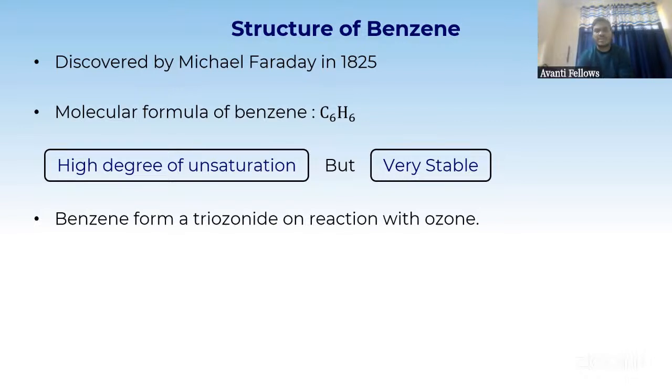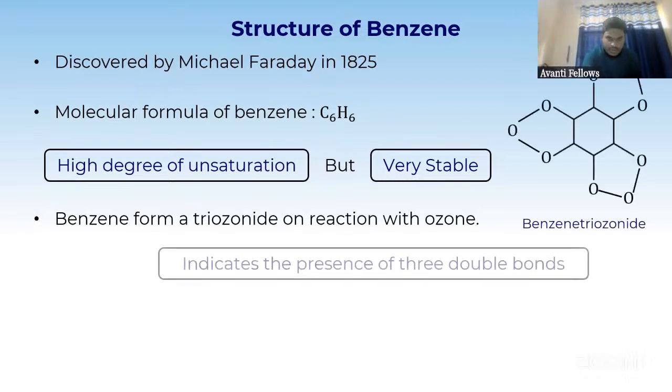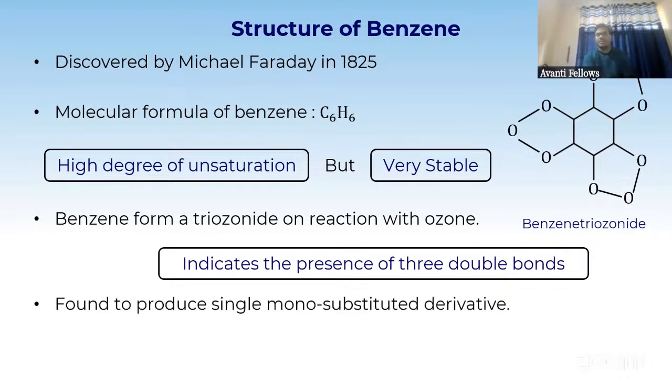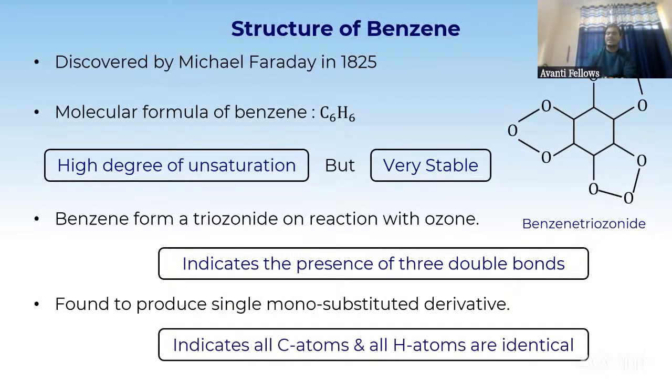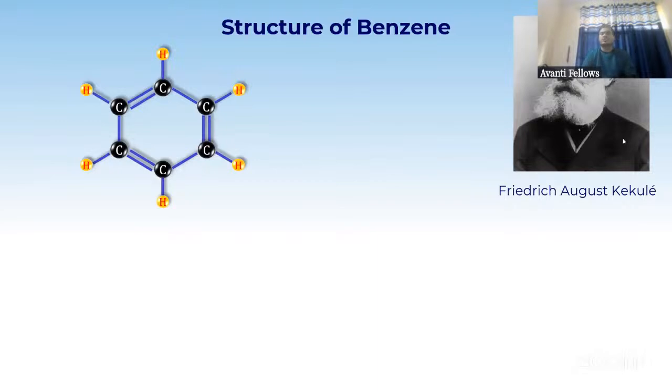And benzene forms a triozonide on reaction with ozone. So when we treat it with ozone, it forms triozonide. That indicates the presence of three double bonds. तो ये बताता है इसके अंदर पक्का थ्री डबल बॉन्ड्स होंगे. नाउ, फाउंड टू प्रोड्यूस सिंगल मोनो सब्स्टिट्यूटेड डेरिवेटिव, indicates all carbon atoms and all hydrogen atoms are identical in nature. Now, in the next class, basically we are going to see more detail about the structure of benzene. Here we just see some basic structures.